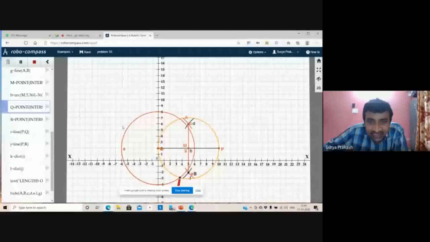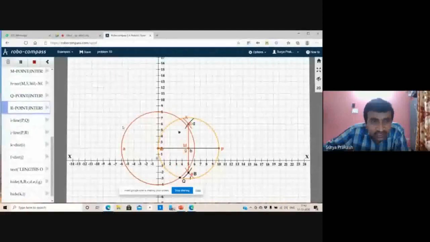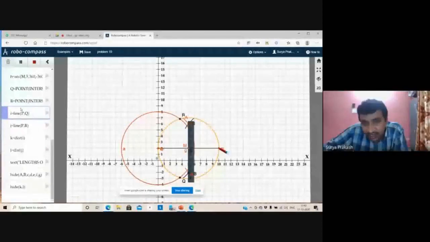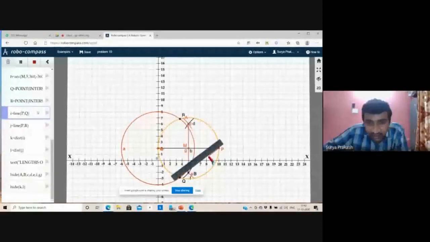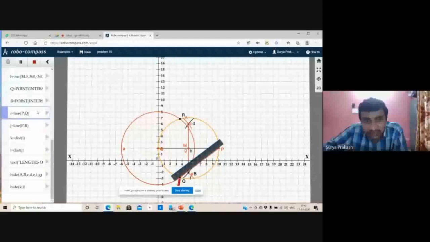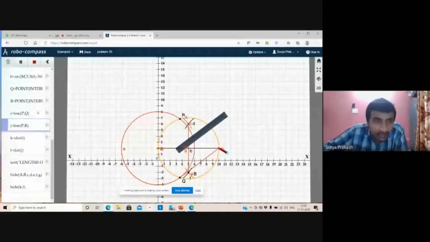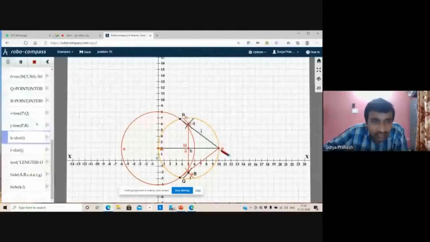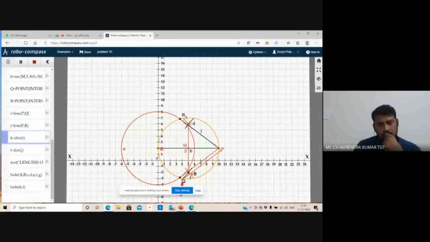So this is the intersection point. Once you have given the correct command here, the solution to the problem will definitely come exactly, sir. So giving commands is very important in this tool. Once you have given all the correct commands here, the problem can be solved easily.